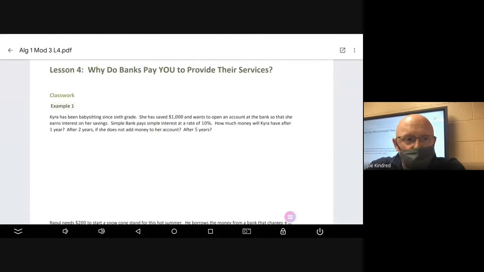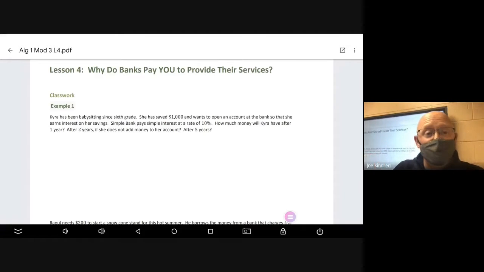Okay, we're in Module 3. It's Algebra 1, Module 3, Lesson 4 and 5. We're going to talk about two concepts today that are very pertinent to many things in banking, things that are going to affect your life.